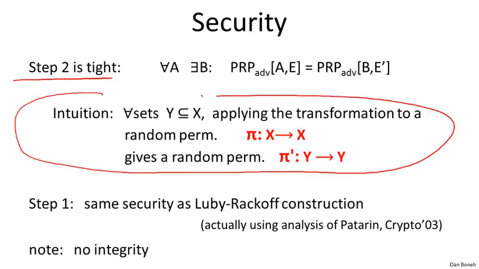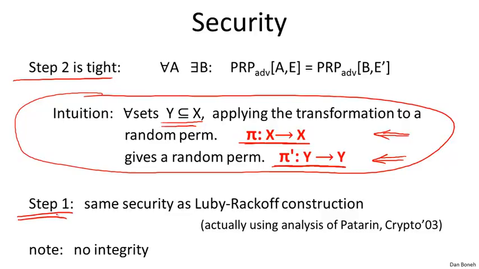And the reason that's true is actually, again, a very cute theorem to prove, but I won't do it here, or maybe I'll leave it as an exercise for you to argue. It says that if you give me any two sets y and x where y is contained inside of x, then applying the transformation that we just saw to a random permutation from x to x actually gives a random permutation from y to y. So this means that if we started with a truly random permutation on x, you'll end up with a truly random permutation on y, and since the permutation we're starting with is indistinguishable from random on x, we'll end up with a permutation that's indistinguishable from random on y. Okay, so this is a very tight construction, and as I said, the first step is basically the same as the Luby-Rackoff analysis.